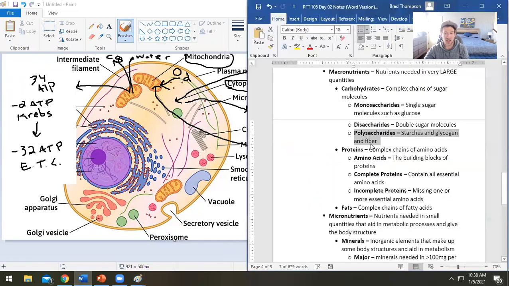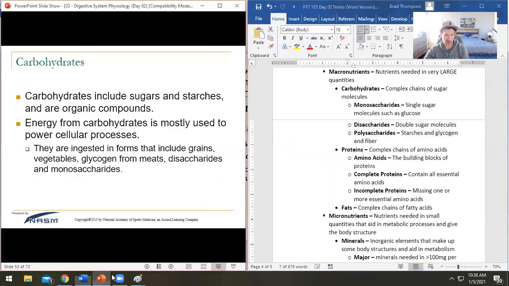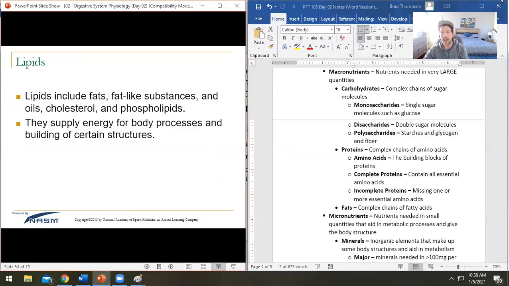So that's sugars. Let's go ahead and look at fats next.